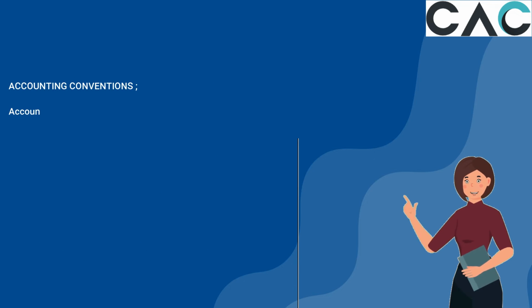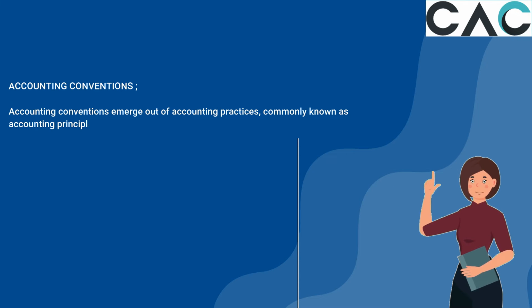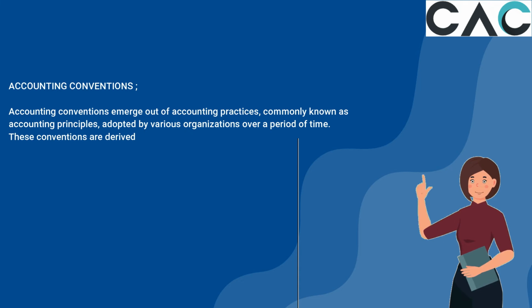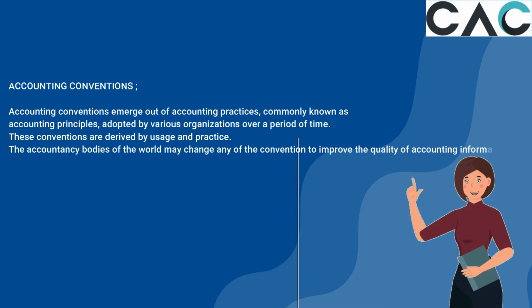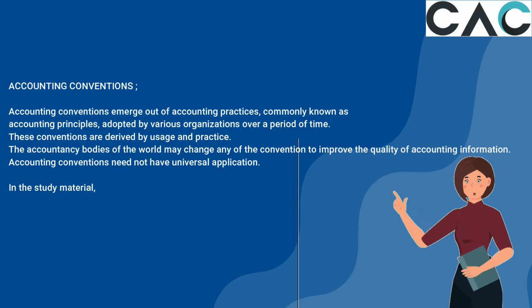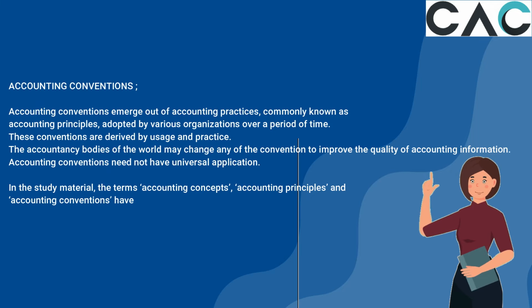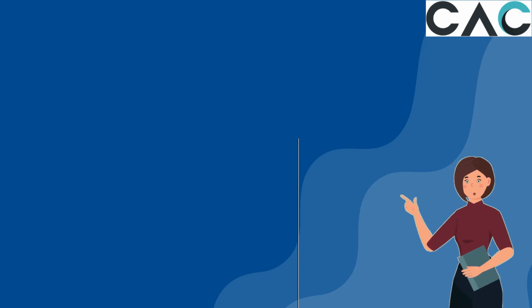Accounting conventions. Accounting conventions emerge out of accounting practices, commonly known as accounting principles, adopted by various organizations over a period of time. These conventions are derived by usage and practice. The accountancy bodies of the world may change any of the conventions to improve the quality of accounting information. Accounting conventions need not have universal application. In the study material, the terms accounting concepts, accounting principles and accounting conventions have been used interchangeably to mean those basic points of agreement on which financial accounting theory and practice are founded.